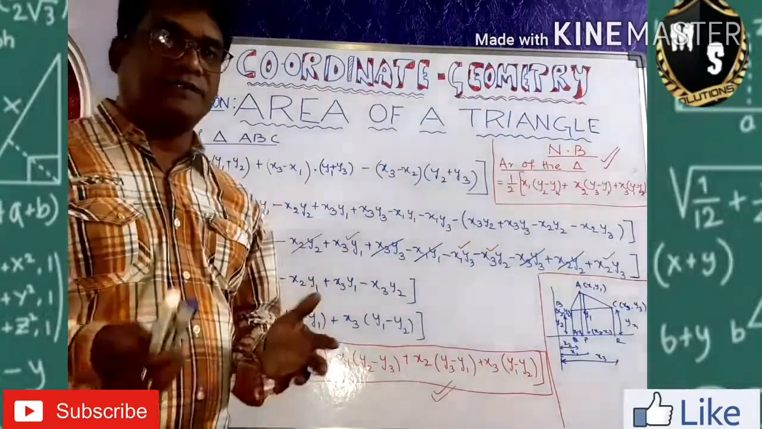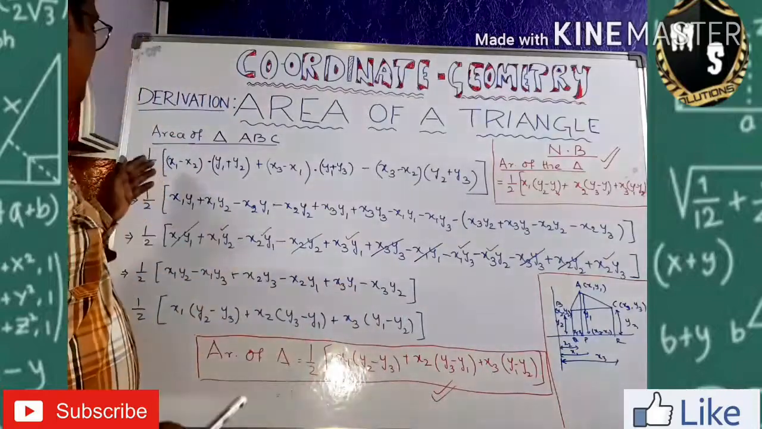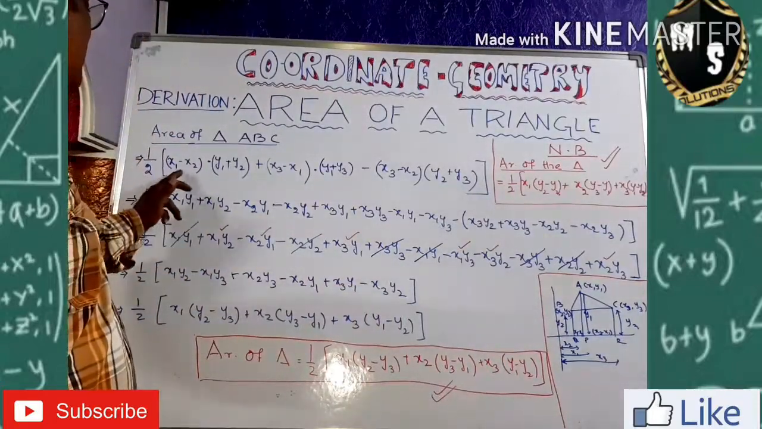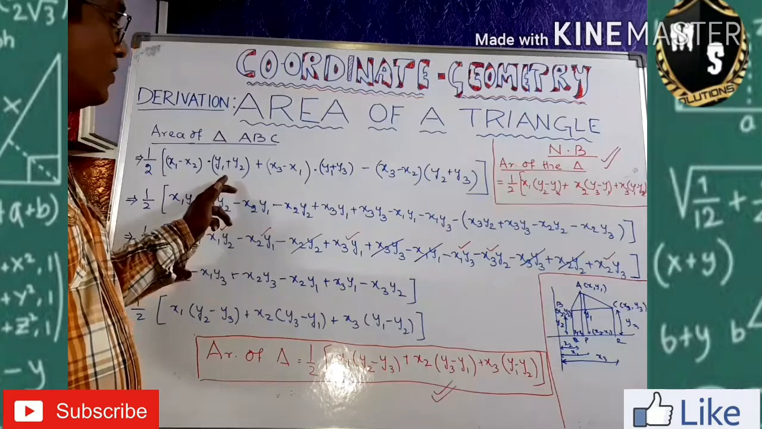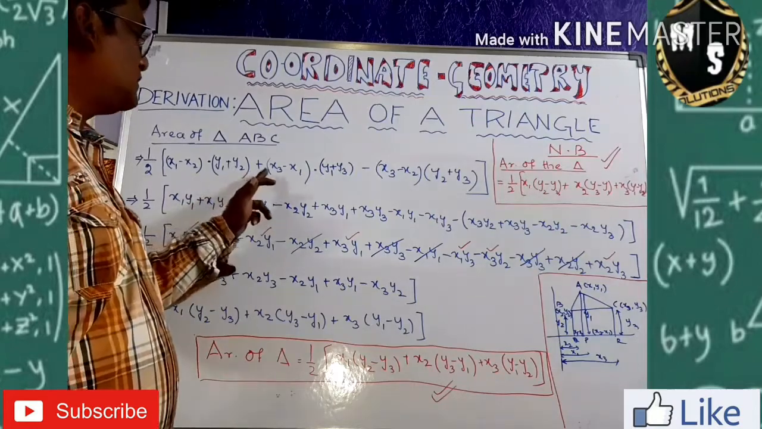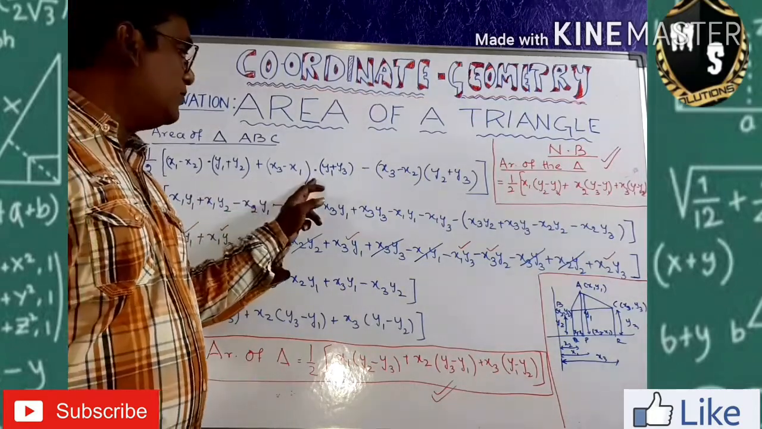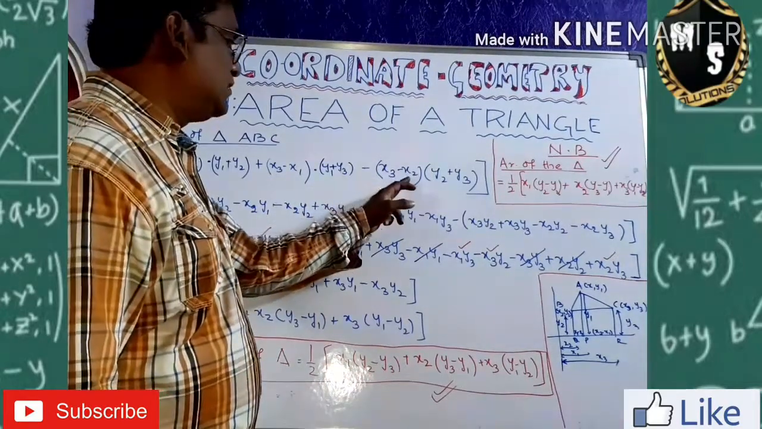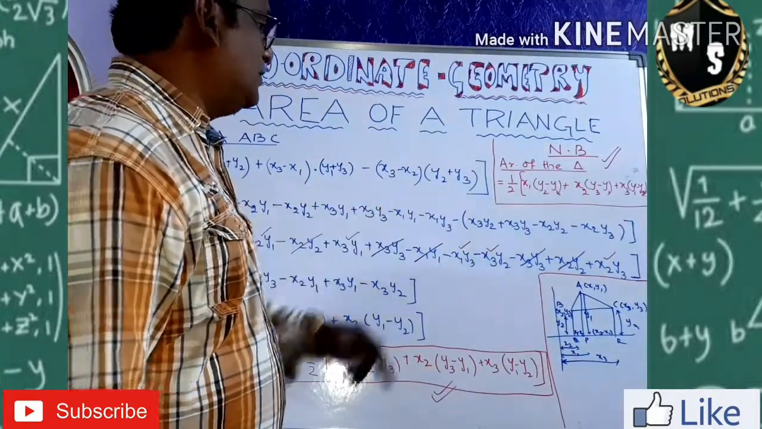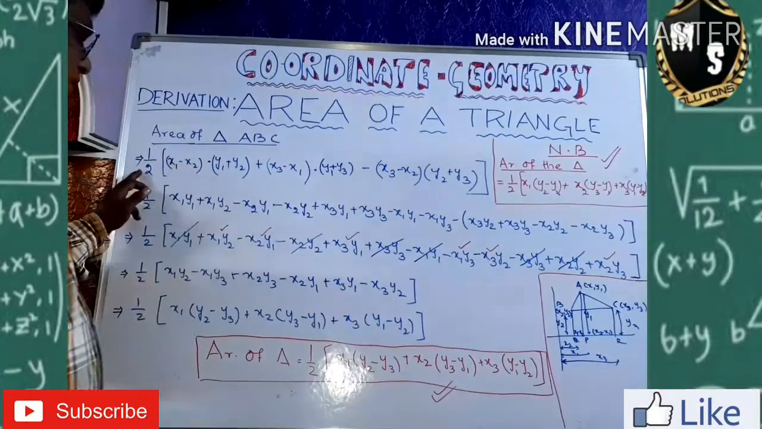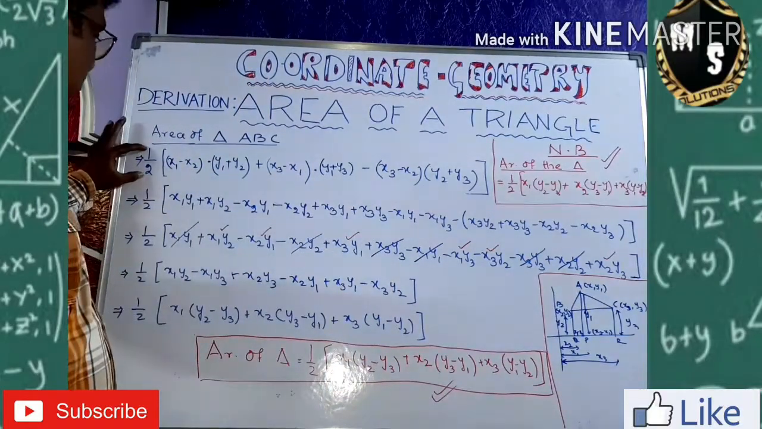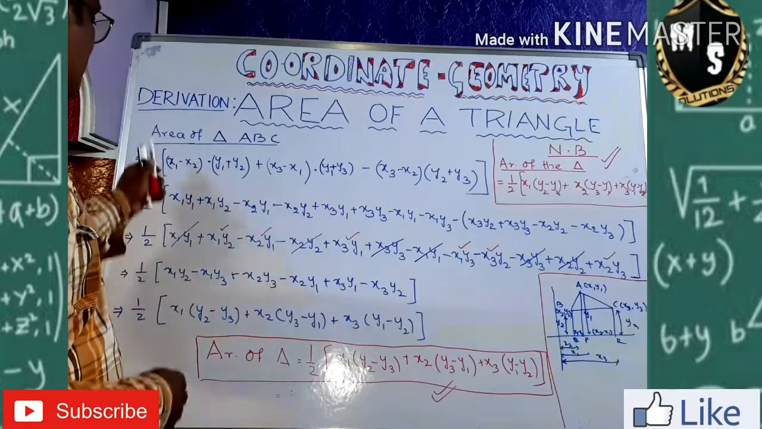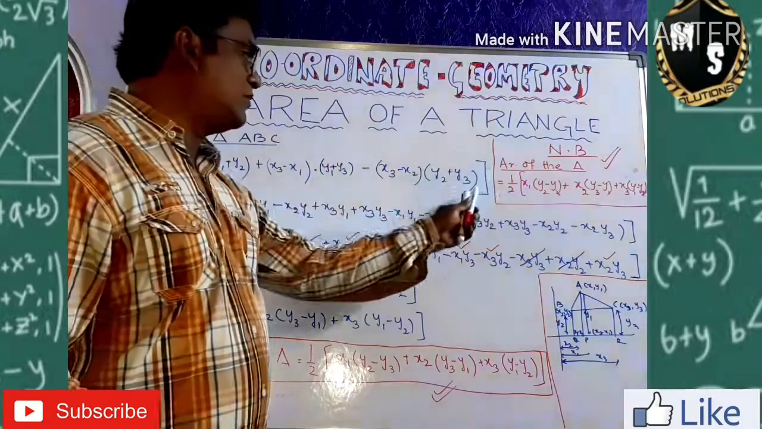The area of the triangle is equal to half into [x1 minus x2 into y1 plus y2, plus x3 minus x1 into y1 plus y3, minus x3 minus x2 into y2 plus y3]. The half I took common here, so the half is taken common. After that, you put it in a square bracket.